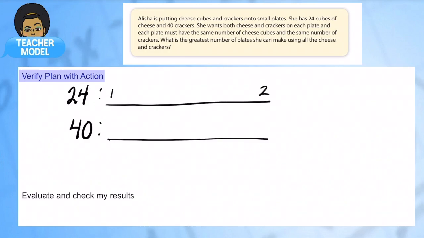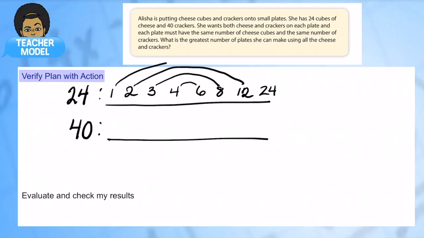I'm going to go with 1 and 24 first, since they are a factor pair, followed by 2 and 12. Is 3 a factor? Yes. 3 times 8. And 4 times 6. 5 is not a factor. So this is just using a factor rainbow. I can see all my factors. And I'm thinking consciously about, can I divide by that number?